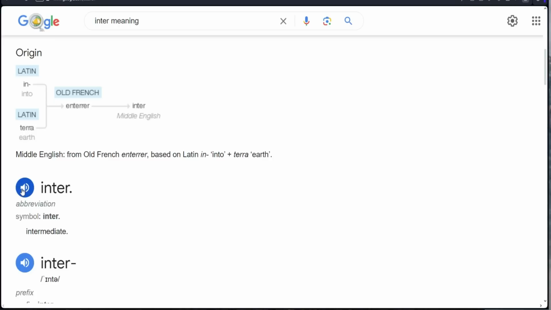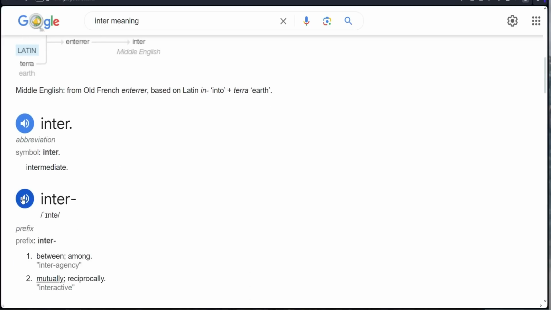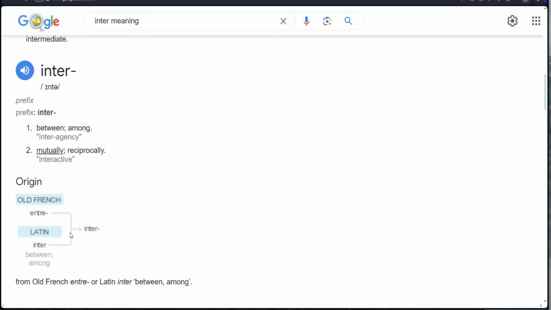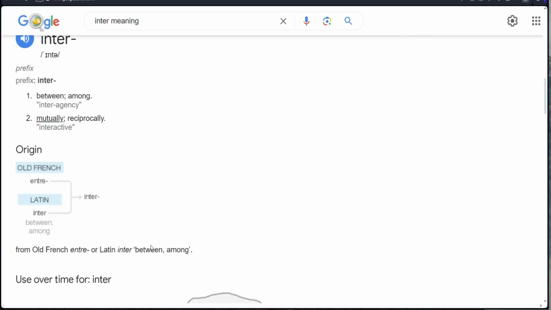Crazy. And then you have obviously intermediate, inter, between, among, mutually, reciprocally, and origin, inter, between, among. Is there other webs? Are we in a chamber? There is other layers. Who knows?